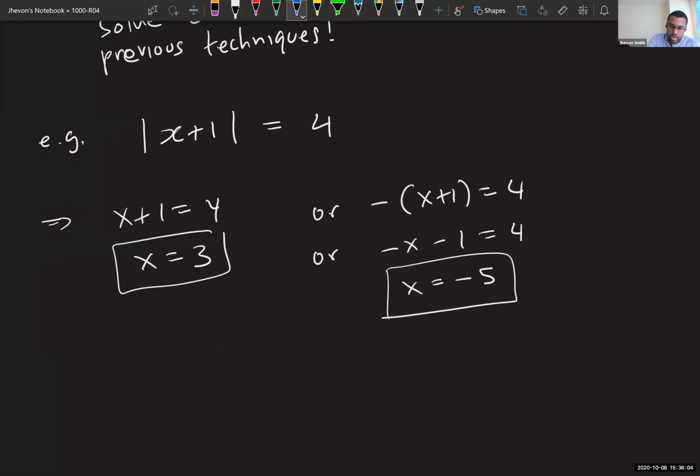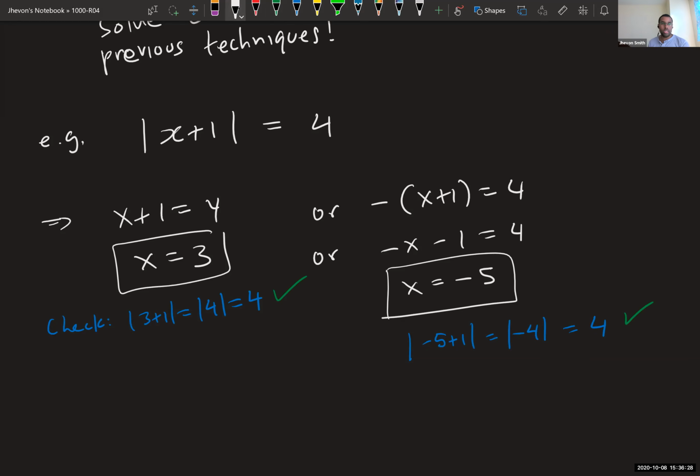And they actually check, right? So I can check 3 plus 1 in absolute value. Well, that's just absolute value of 4, and yeah, that's 4. Great. In absolute value, if I take -5 plus 1, I would get -4, but in absolute values it's going to return 4. Awesome. So those are the solutions, right?